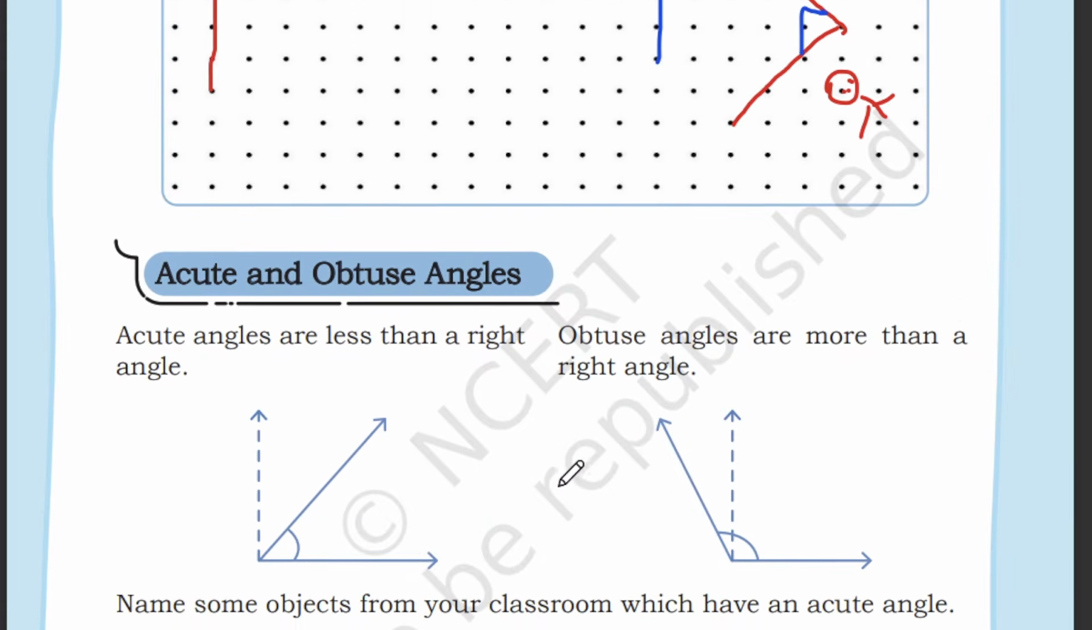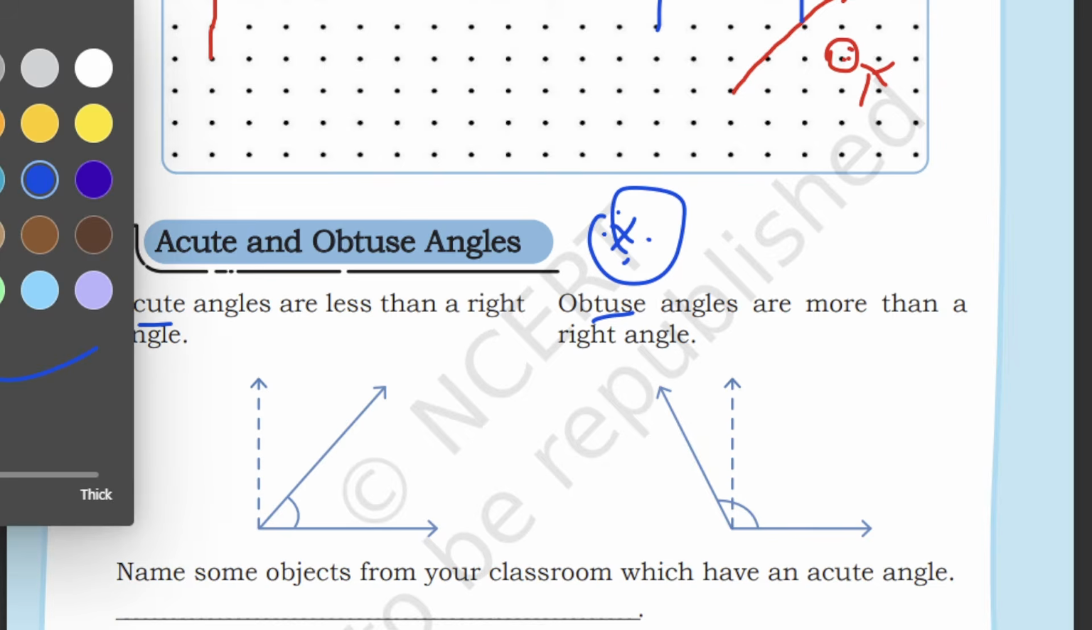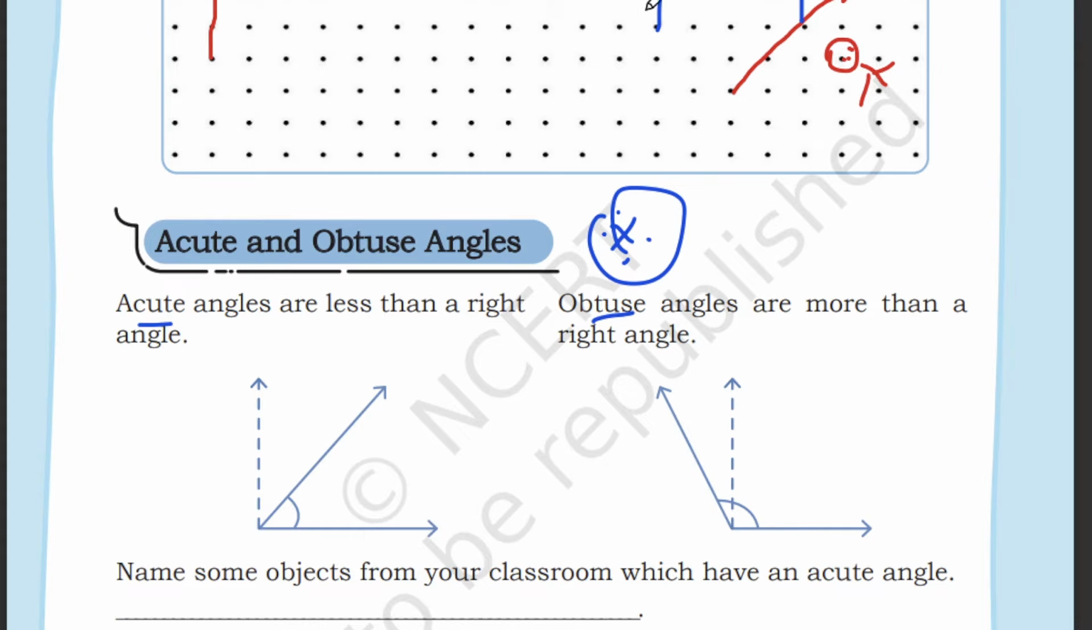Next one, acute and obtuse angle. So acute angles are less than a right angle and obtuse angles are more than a right angle. Students, this one is an important question for your exam. Acute angle and obtuse angle. We will see the degrees of the angle in an upcoming chapter. First we will learn what is an acute angle and what is an obtuse angle. So acute angles are less than a right angle. So we already know what is a right angle.